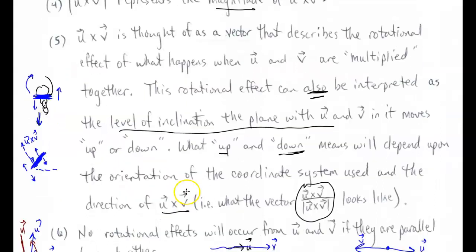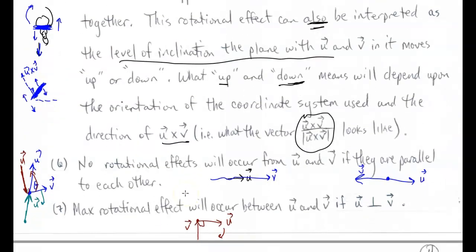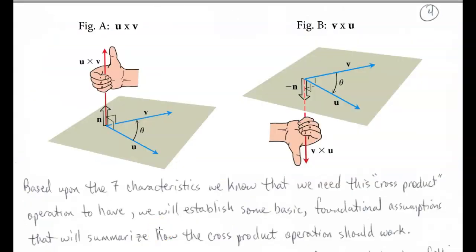And then of course we want to make sure that there's no rotational effects whenever the vectors u and v are parallel to one another, and we want to make sure that there's max rotational effect whenever vectors u and v are perpendicular to one another. So the operation that we come up with has to embody all of that. Based upon those characteristics, we're going to establish some basic foundational assumptions to summarize how the cross product should work.